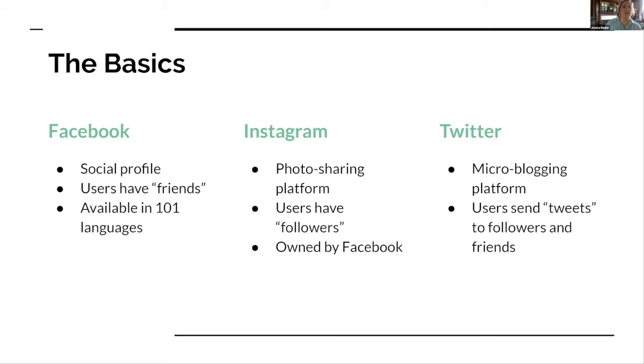If you're not familiar with what they are, on Facebook, you have a social profile. The users have friends, and it's available in languages from around the world. Instagram is owned by Facebook now. It is based on sharing images and shorter text, and users have followers. And it's just a little bit more streamlined, way more visual. You can like and you can comment and share stories. And then Twitter is a microblogging platform where the character limit has increased. It used to be a lot smaller. But users send tweets to each other and to their followers and to their friends by tagging them.